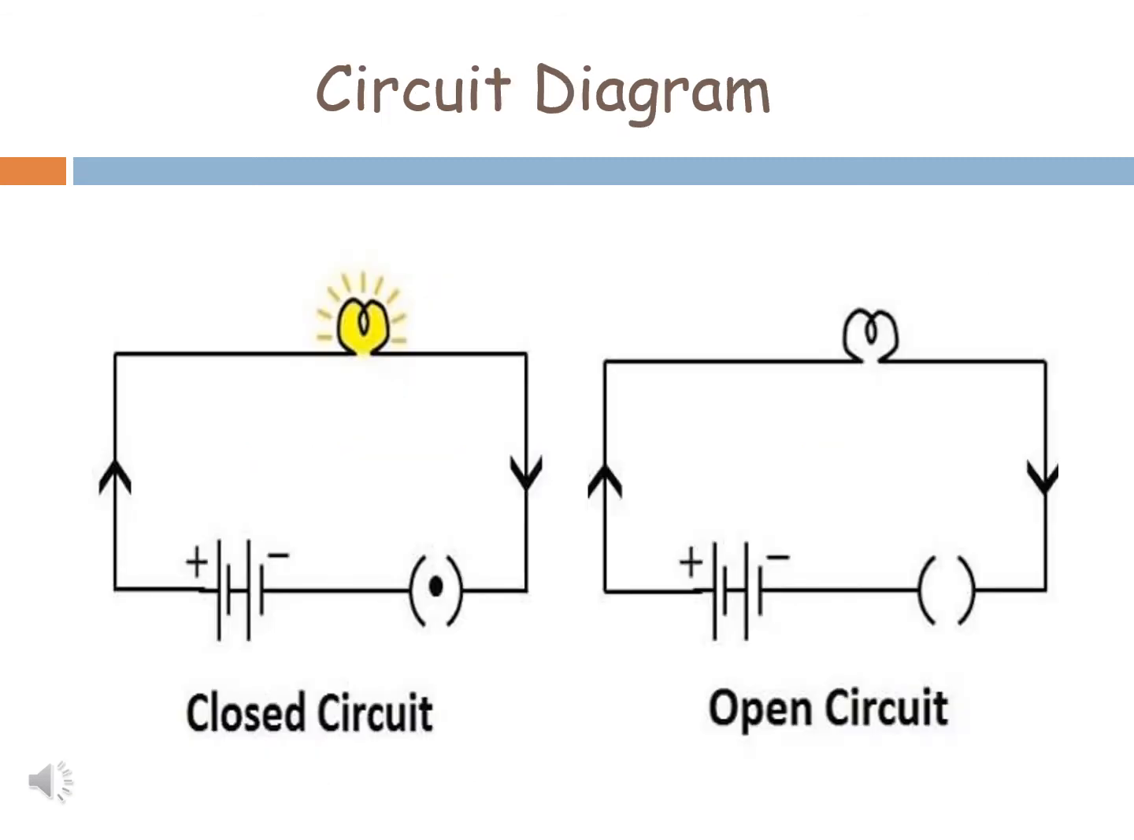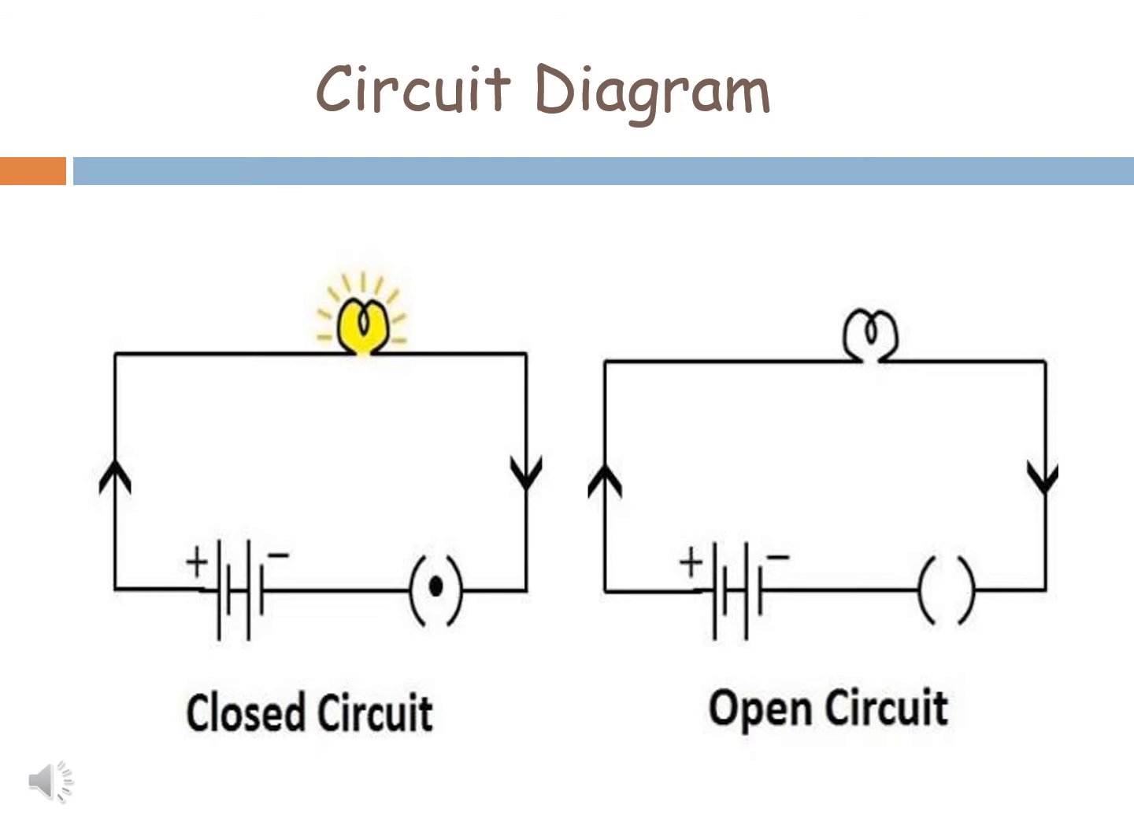Next is circuit diagram. A diagram which shows the arrangement of various electrical components in an electric circuit with the help of their symbols is called a circuit diagram. In this diagram you can see the first one is the circuit diagram of a closed circuit, and the second diagram is showing an open circuit. In the first diagram, closed circuit, a closed switch is there, and a battery is there, and a bulb is glowing. This shows a closed circuit, and if it is a closed circuit, the bulb will glow in this circuit.